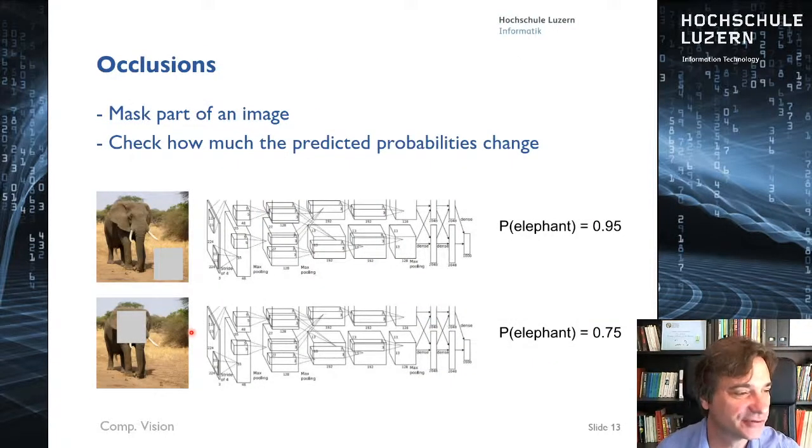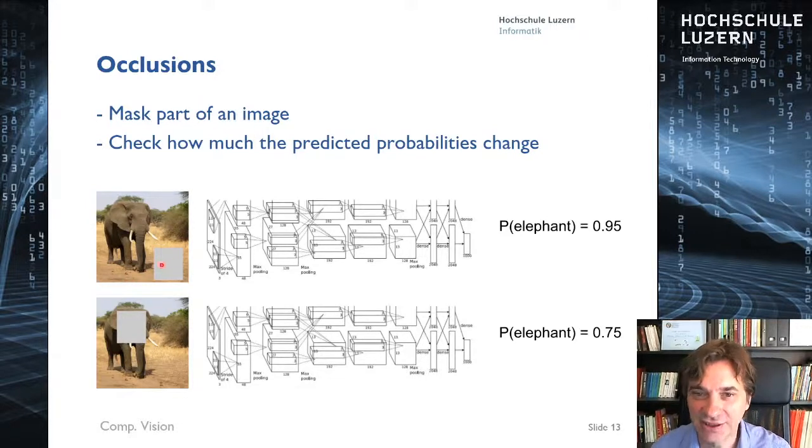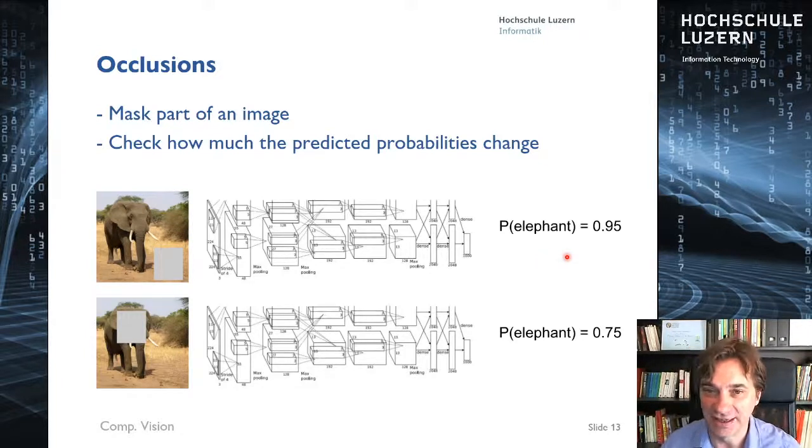Or what you can also try is occlusions. I think this is a nice approach. So you take an input image, you cut out some region of the input image, and you see what the network comes up with as a probability for the class. So if you cut out this region here, the probability of elephant will still be 95%, while if you cut out this region here, the probability will still be high, 75%, but it dropped 20%.